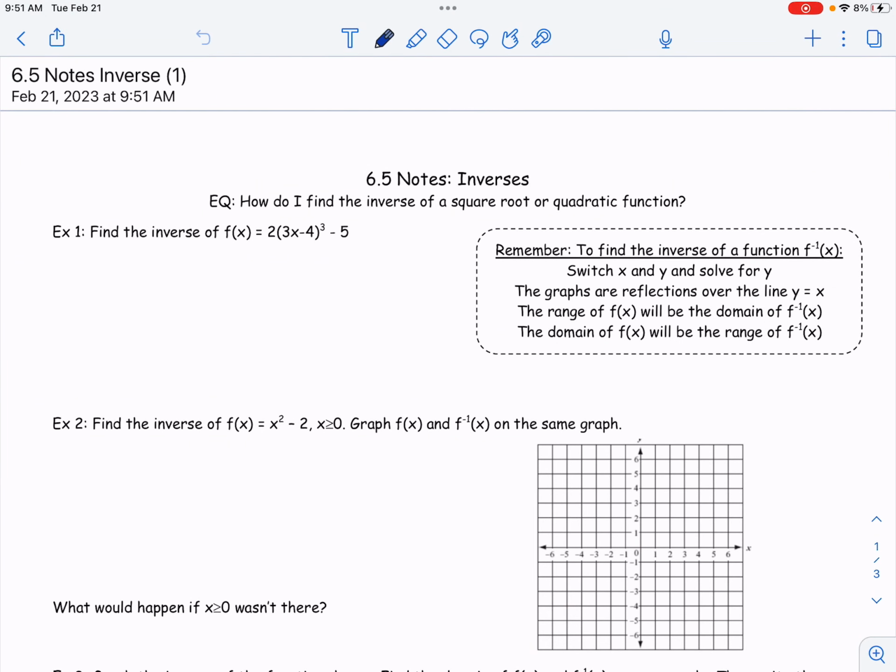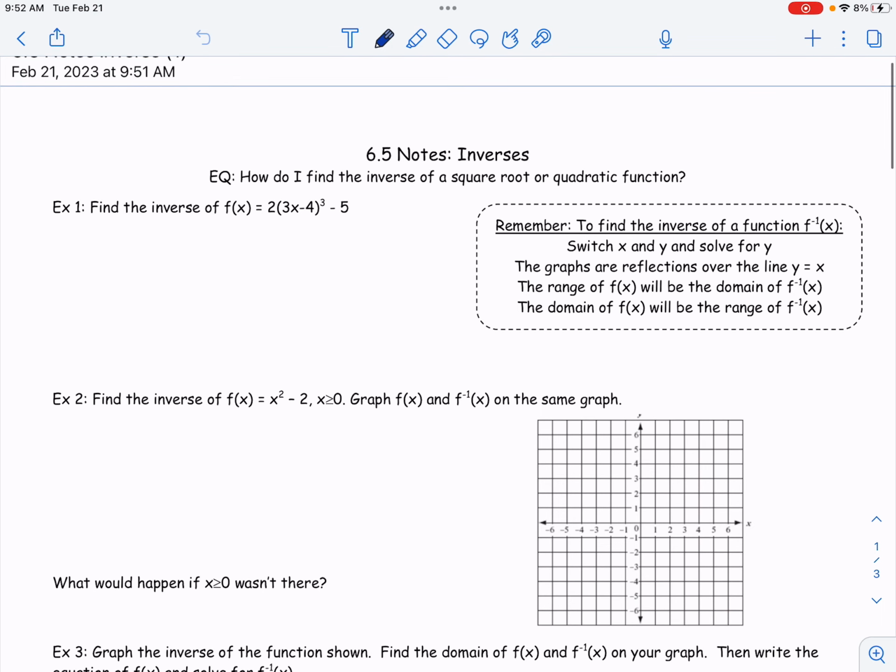Okay guys, we are in our last lesson for this unit. It's over inverses. Hopefully this will be a review because we've done inverses for each one of our previous functions. Inverses, remember, is nothing more than taking the x and the y and switching places and then solving for y.